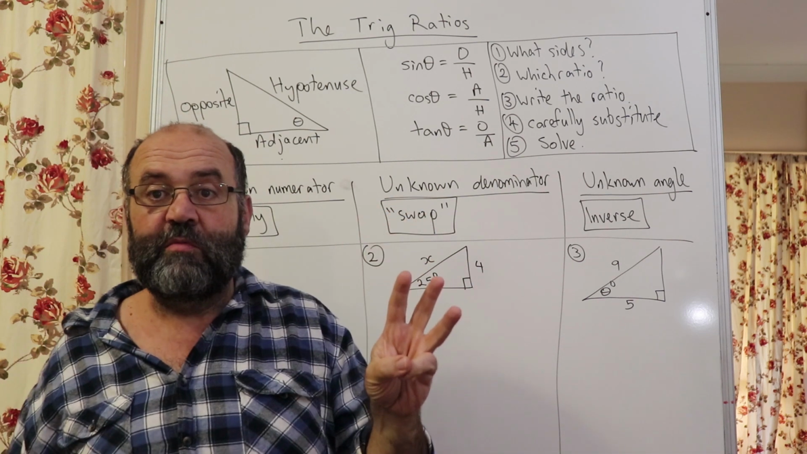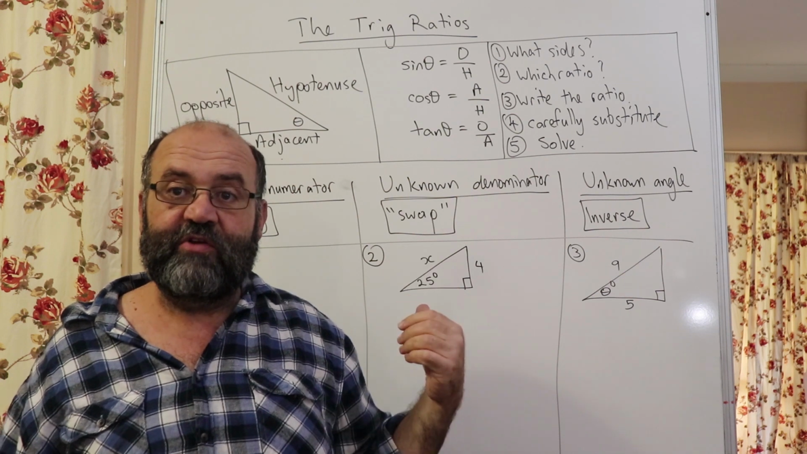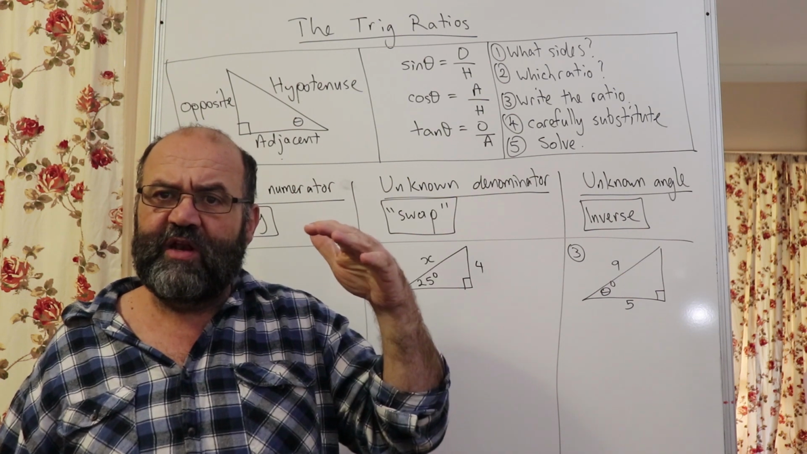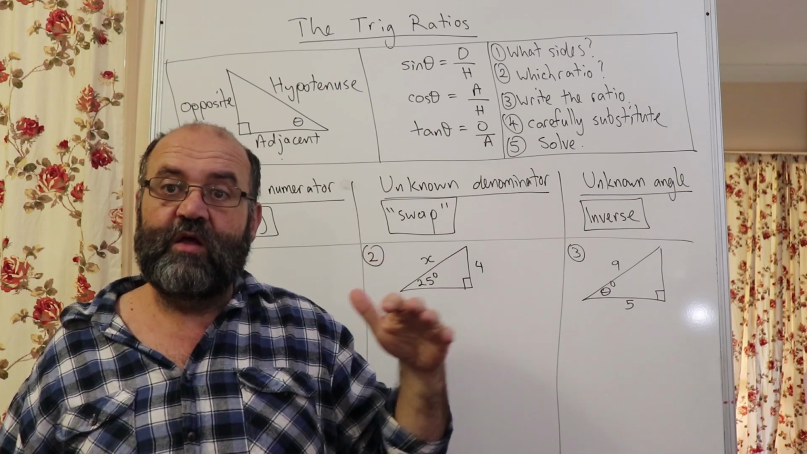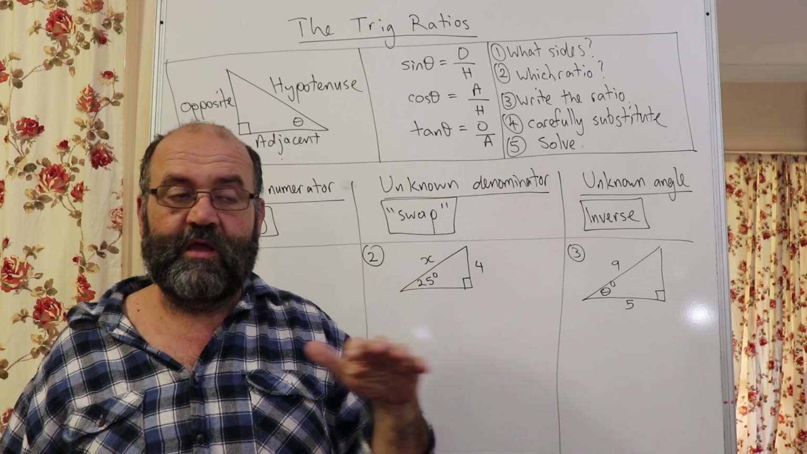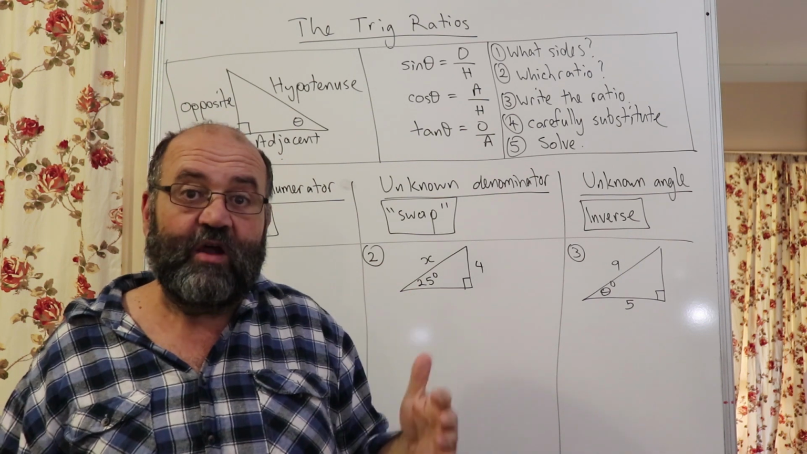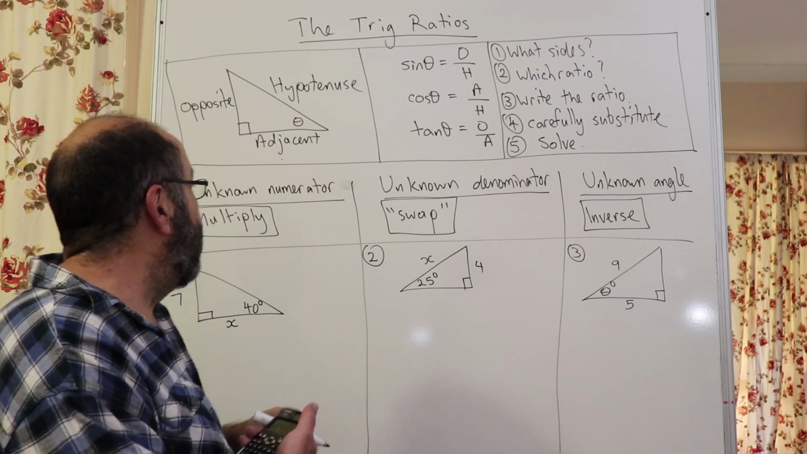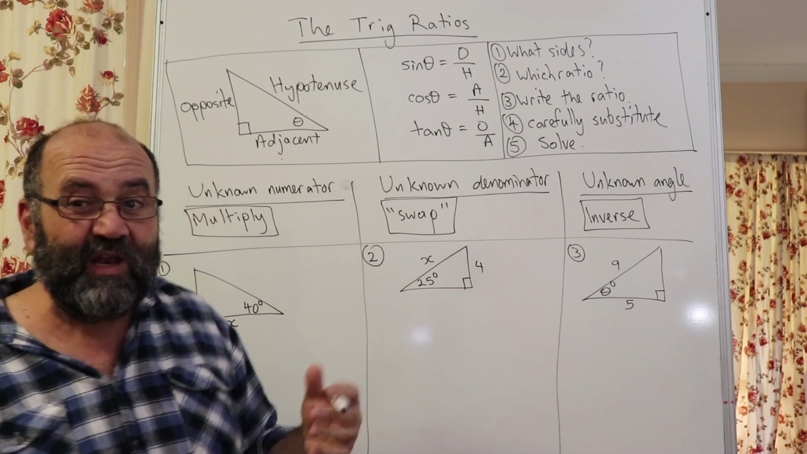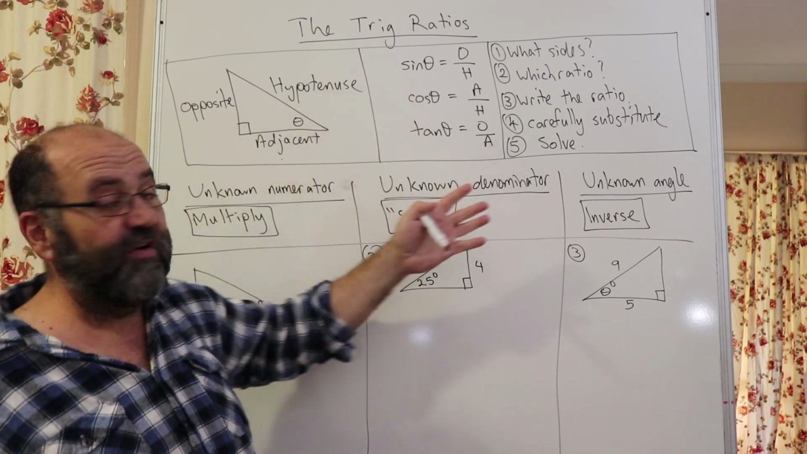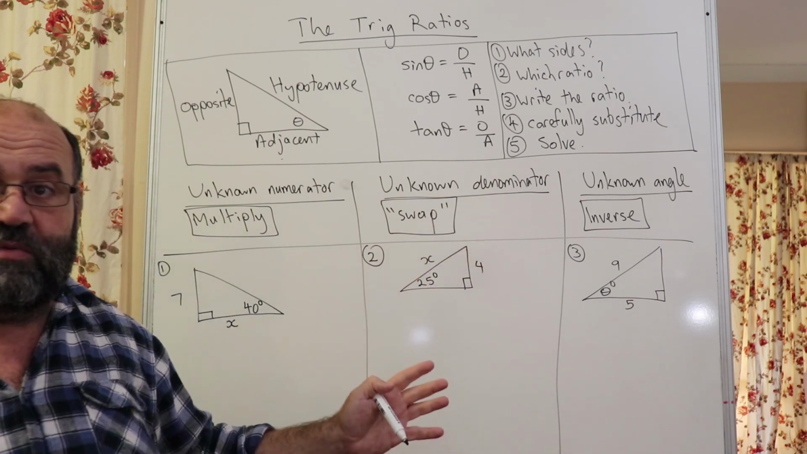And when we come to solve the expression that we end up with, that's when we end up with those three kinds of problems I mentioned in our introductory video, where we've got an unknown numerator, or an unknown denominator, or an unknown angle. Okay, so we're going to see those now in these three examples that I've got up. So we're going to go through those five steps for each of these three examples.